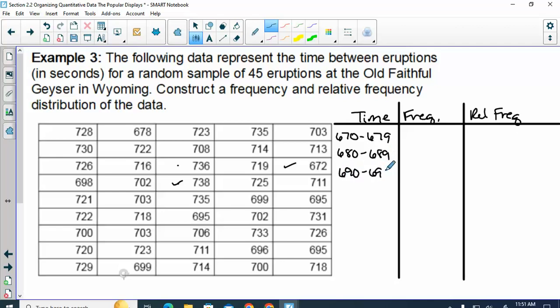690 to 699. 709. And my last one would be 730 to 739.